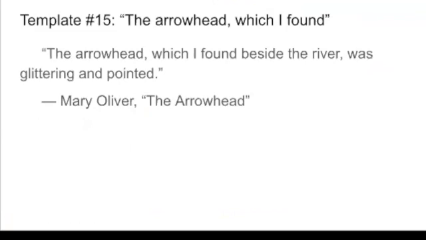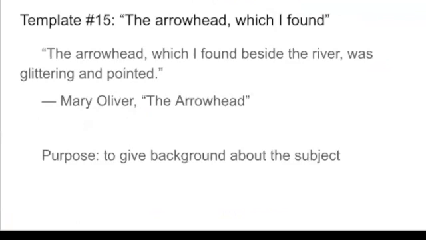Template number 15. "The arrowhead, which I found beside the river, was glittering and pointed," from Mary Oliver's poem, The Arrowhead. What is the purpose for this kind of structure? The arrowhead, which I found beside the river. So this insertion here, this extra information between the two commas, gives background about the subject, which is the arrowhead. If we didn't have these commas with the extra information, we would just think it's any arrowhead. But now we know it's the one that I found beside the river.